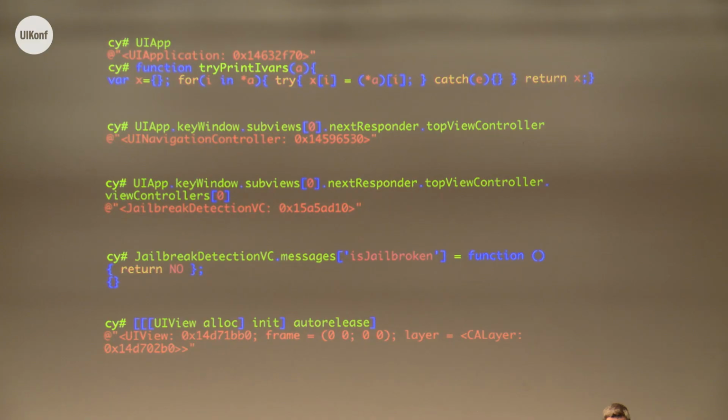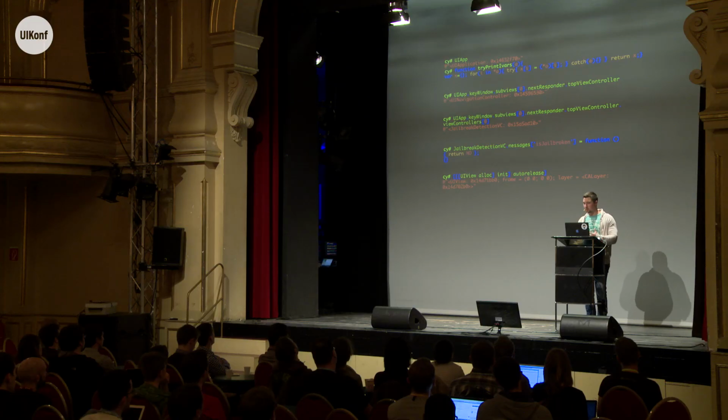Who knows about swizzling? Who tried it in your code? Okay. So the good news is that we can do swizzling just in runtime. In this example, I changed the implementation of each jailbroken method in the jailbreak detection view controller to my function that always returns no. That's all. No need to exchange implementations and other things.